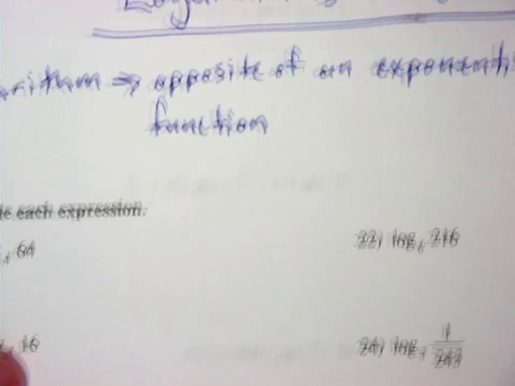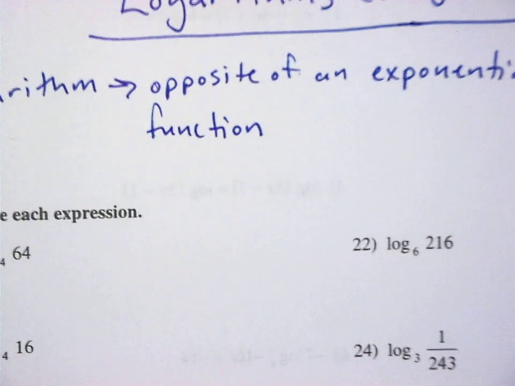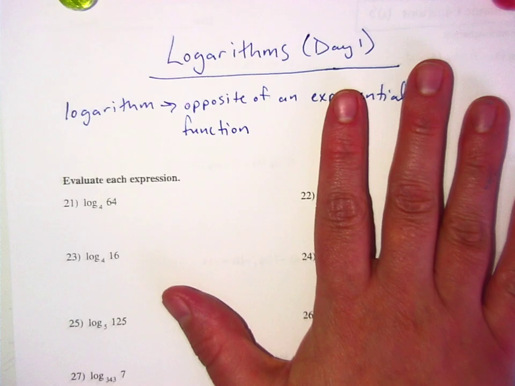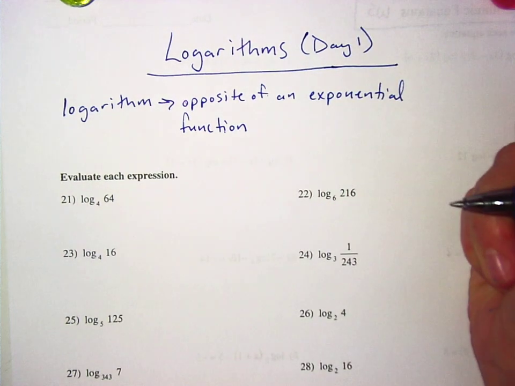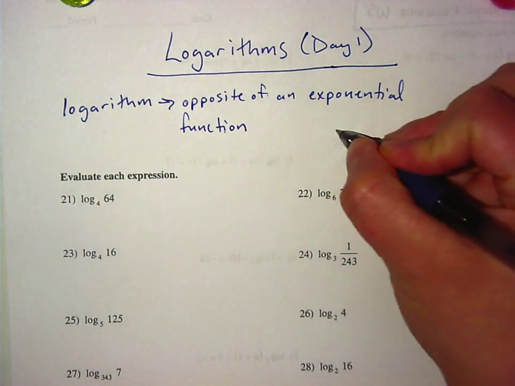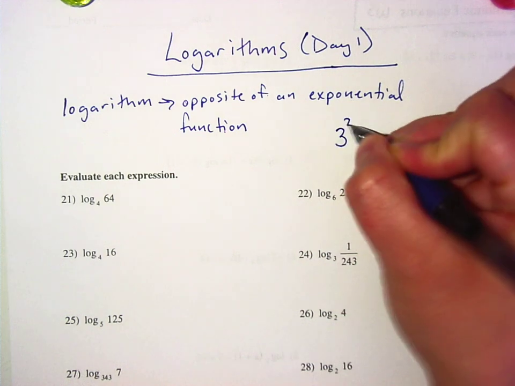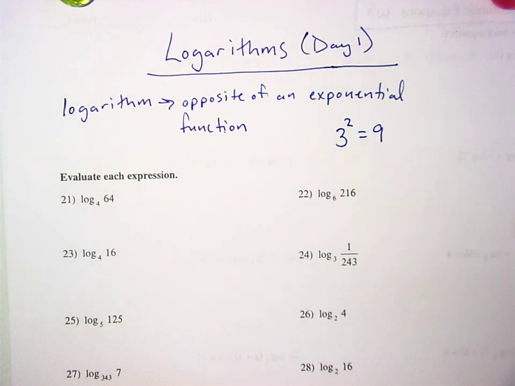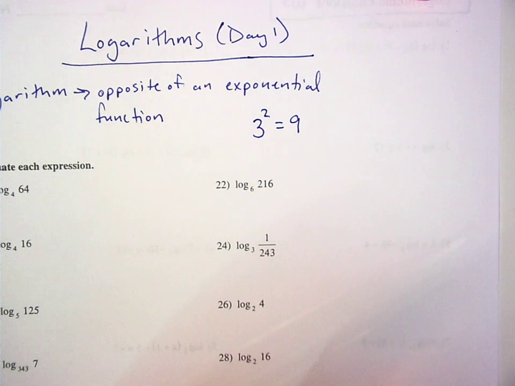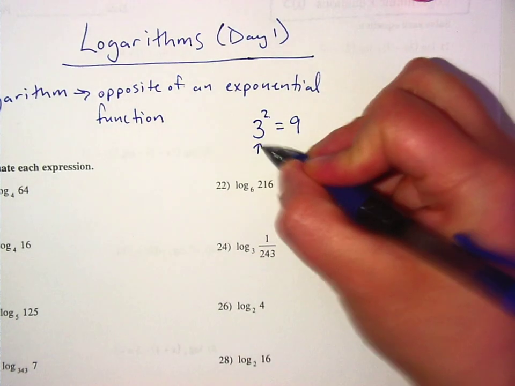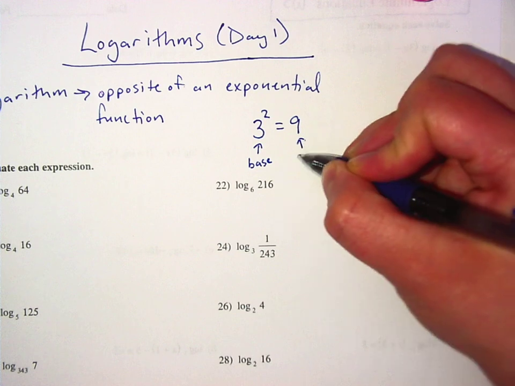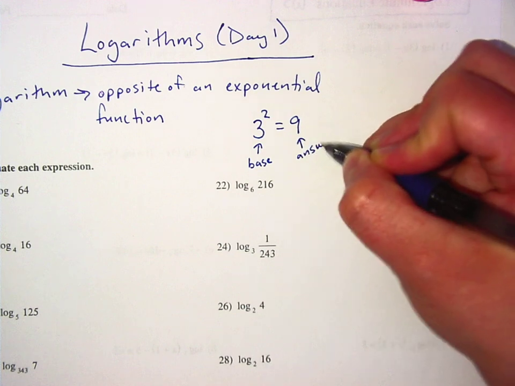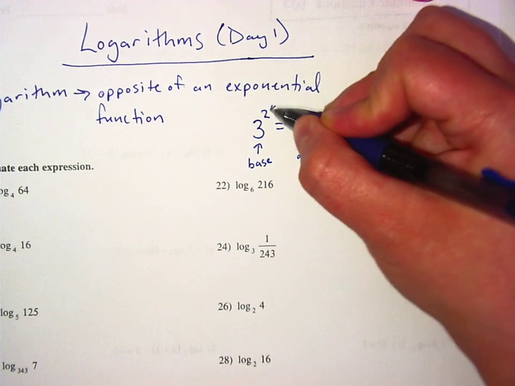All right. So I'm going to show you what I mean. Let's do something obvious that is not on this list. Okay, so 3 squared equals 9. Everybody agree? Yes. This is called the base. Over here we've got the answer. Up here we've got the exponent.